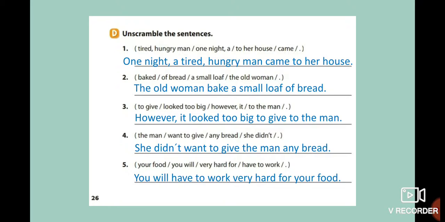So this is the summary of reading number 12. Remember, this one was about a greedy old woman who didn't share with the man, and for that reason the man said some magic words, and at the end, the greedy old woman became a woodpecker.